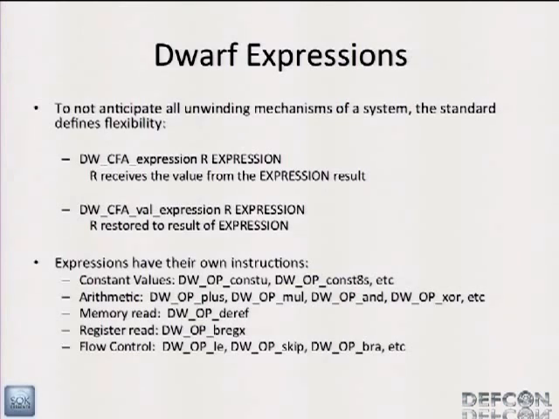So expressions have their own instructions. This is sort of a sub-instruction set inside the basic DWARF instruction set. And this is where we really get our power. It's a stack-based machine, similar to an RPN calculator. The stack is just composed of words. We can push constants on the stack. Then we can perform arithmetic on the stack. Then we can dereference memory and push the result of that on the stack. We can read from registers. We can set up conditionals and then branch based on the output of those conditionals.